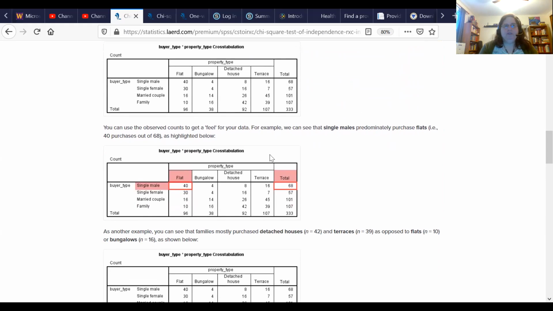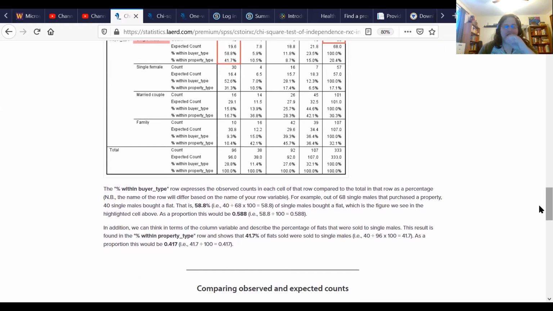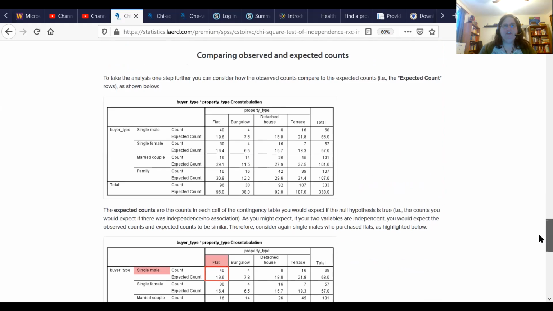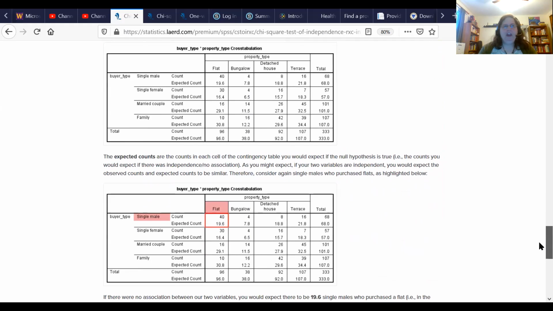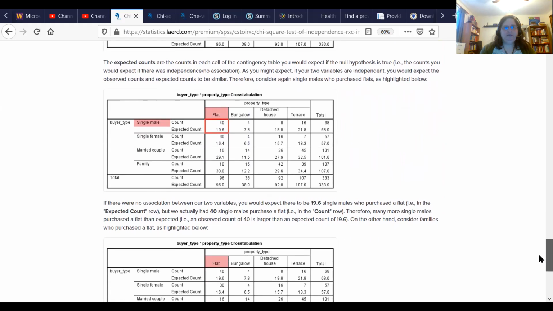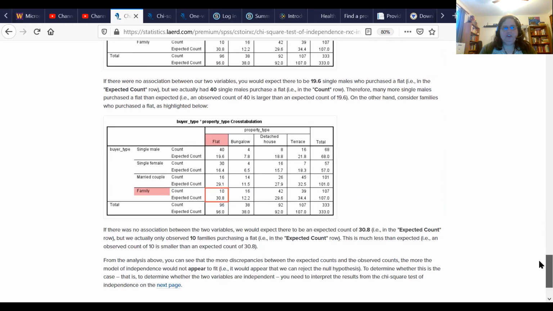We have our observed counts here, our expected counts, still observed counts here, excuse me. And we just talked through the proportions and percentages. You can compare your observed and expected counts, just like they're doing here. You can also do that by looking at your standardized residual.